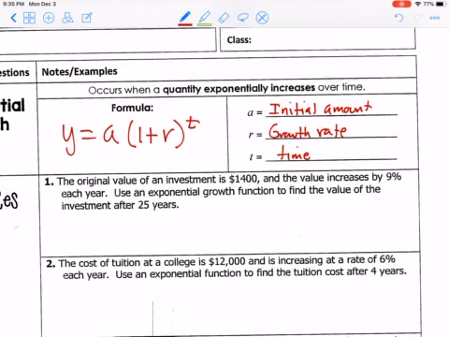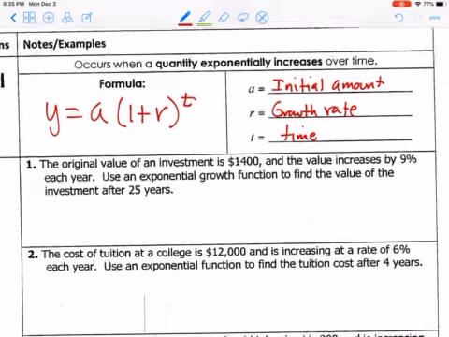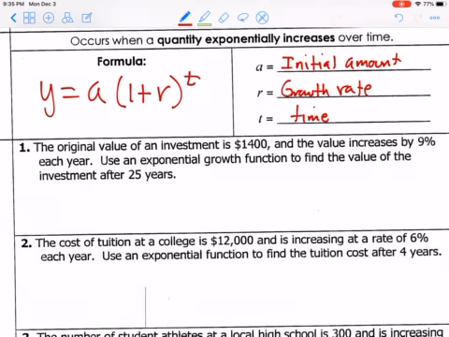So the only one that you're going to see me put in the calculator is number 1. Then all the other ones, you just know that as I will go through the steps, I'm putting it in. So number 1 says the original value of an investment is $1,400. So there's our initial, and the value increases by 9%. There's our rate, and use it in each year. Use an exponential growth function to find the value of the investment after 25 years.